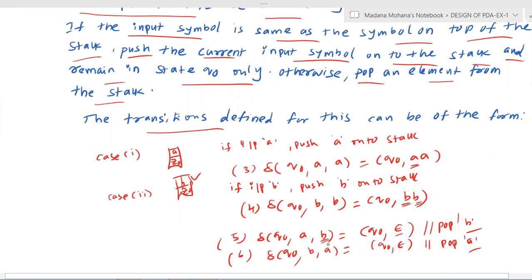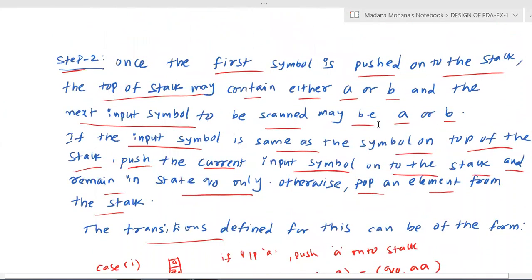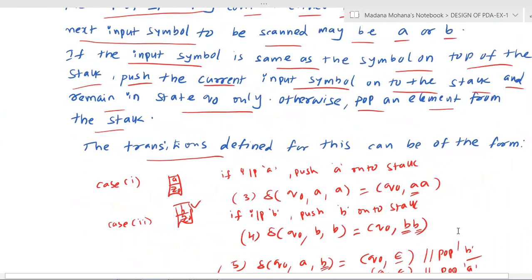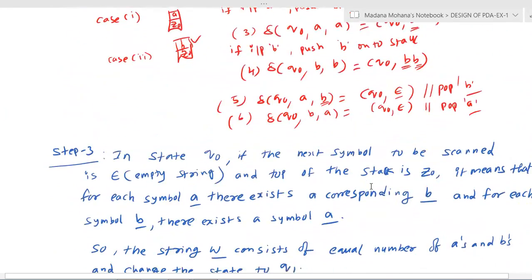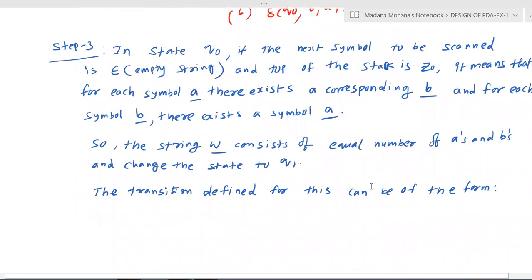That is, if input is A, stack top is B. If input is B, stack top is A. So in these two cases we have to perform pop operation. So these are all corresponding transitions related to step 2. Here, two operations we performed, push and pop operation. Then coming to next step, third step, here you can see.